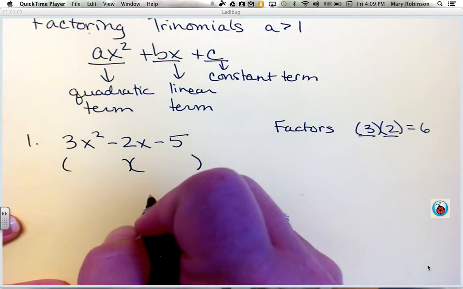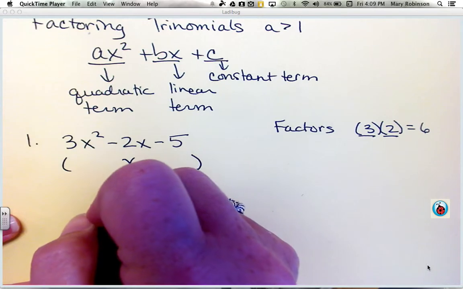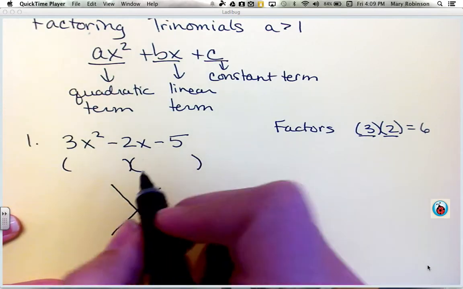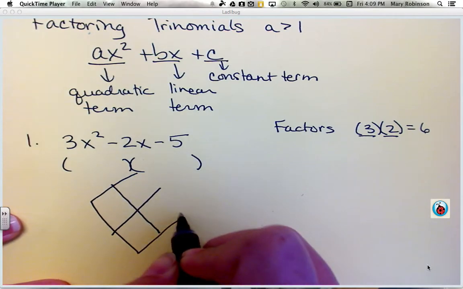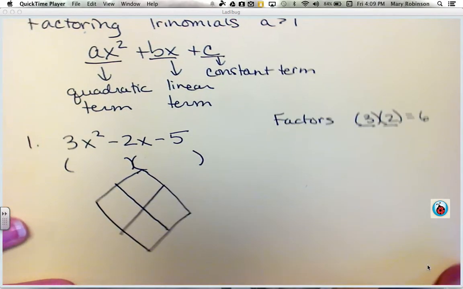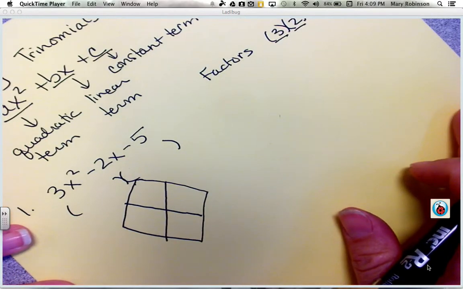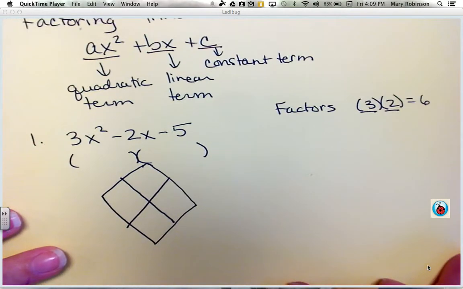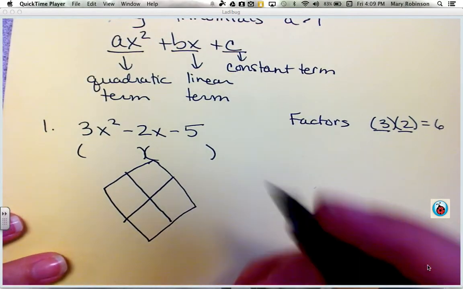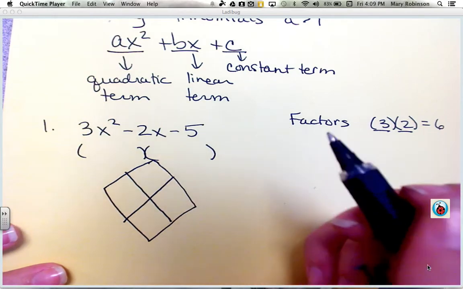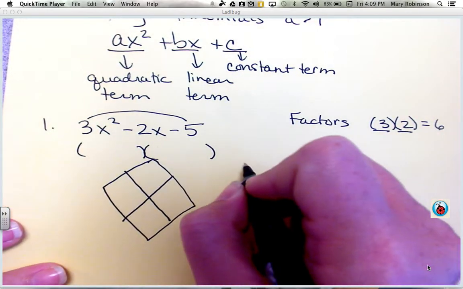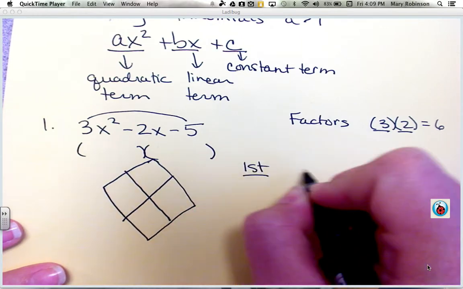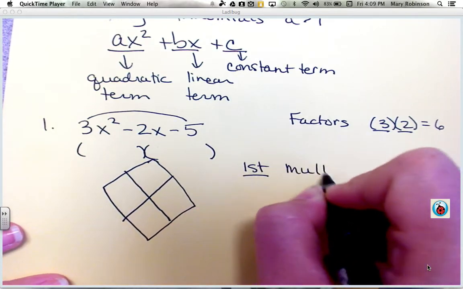So what we're going to use is the x method, which we've also said was the diamond method, because if we connect these, it kind of looks like a diamond. Actually it looks like a box turned on its side, right? So sometimes you can hear it referred to as the box method, a reverse box rather. And what we first want to do is multiply our a times our c value. So first, multiply a and c.